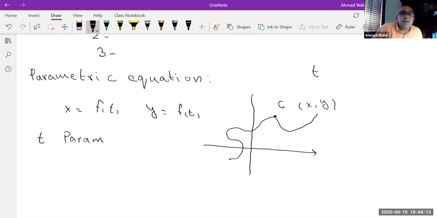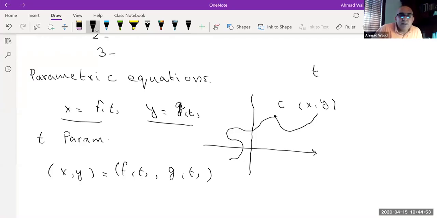Your t is your parameter, correct? These two equations, we call them parametric equations, correct? Here you see x varies with t, and at the same time y varies with t. Then my coordinates x, y vary actually as a function of t. Let me name this one f of t for x, and to make it a little different, g of t for y.